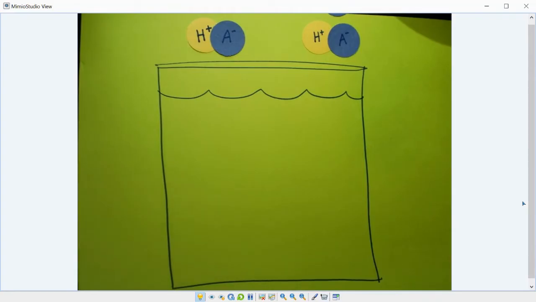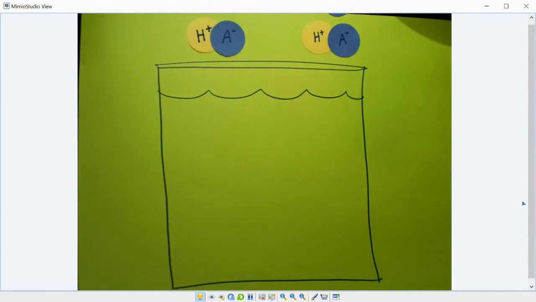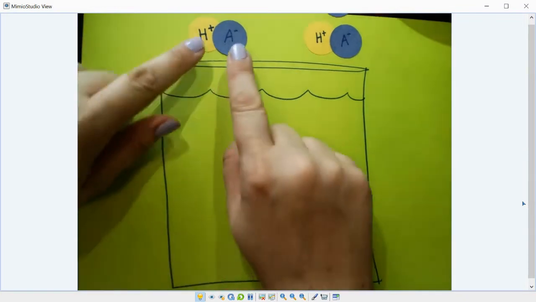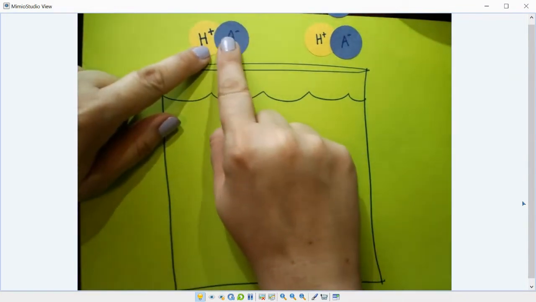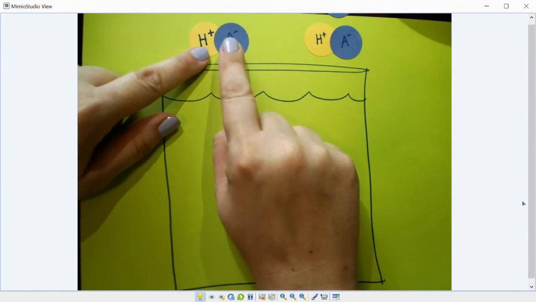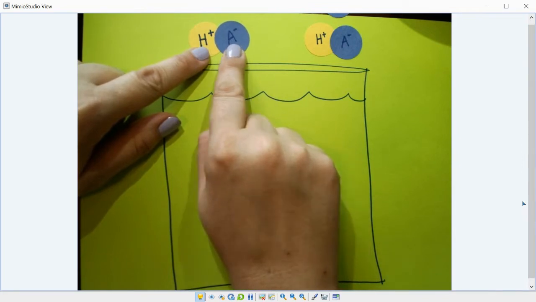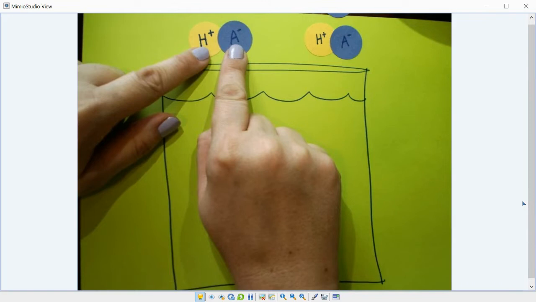Let's go over what this looks like again on a particulate level, meaning what the atoms are actually doing when they dissociate. A lot of the time we say the anion is A minus, and that can represent any anion. I could say this is a fluoride ion. I could say this is a chloride ion. I could say this was the cyanide ion. So this is just a generic way to represent an ion.